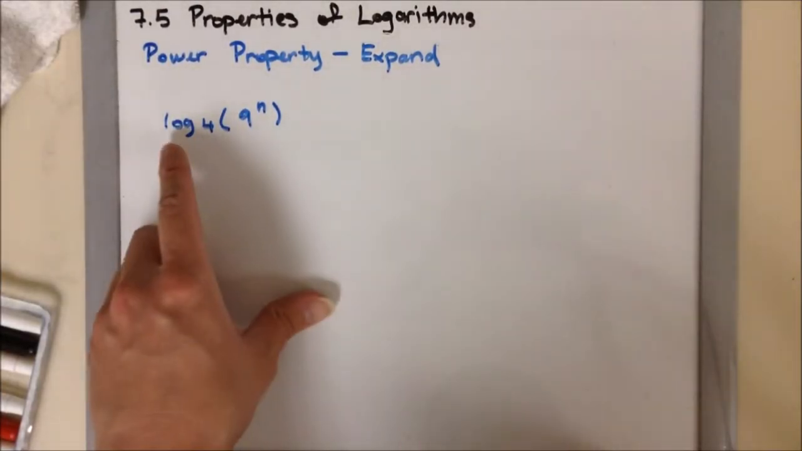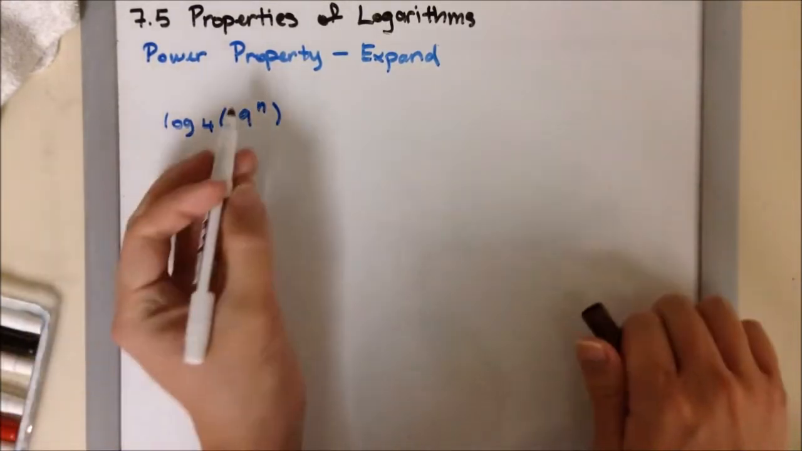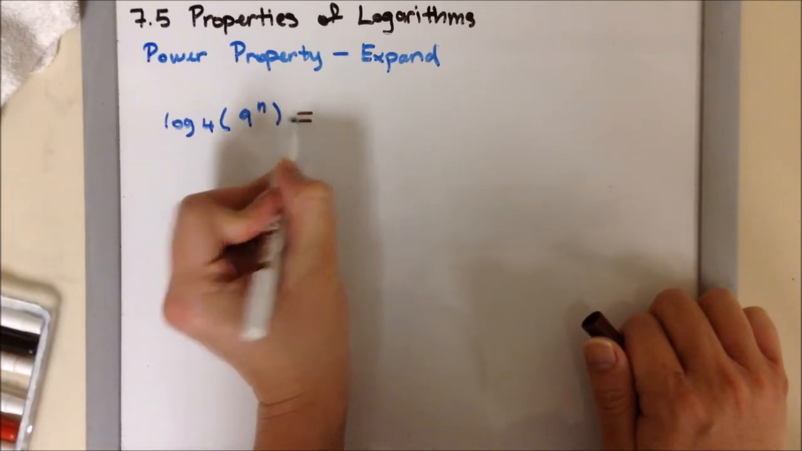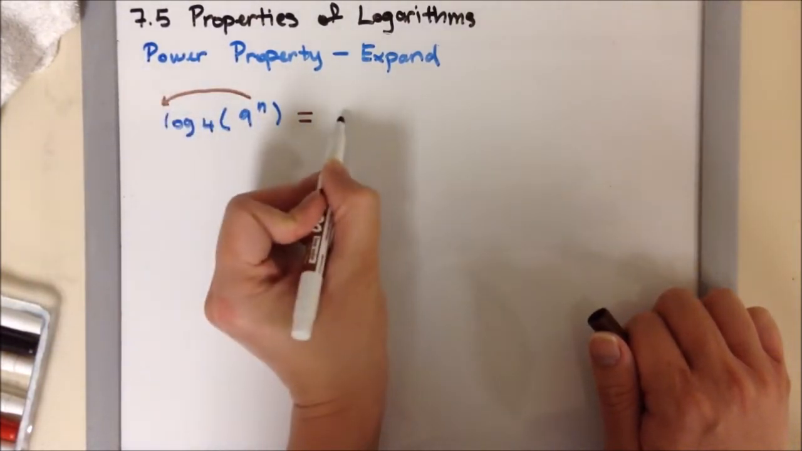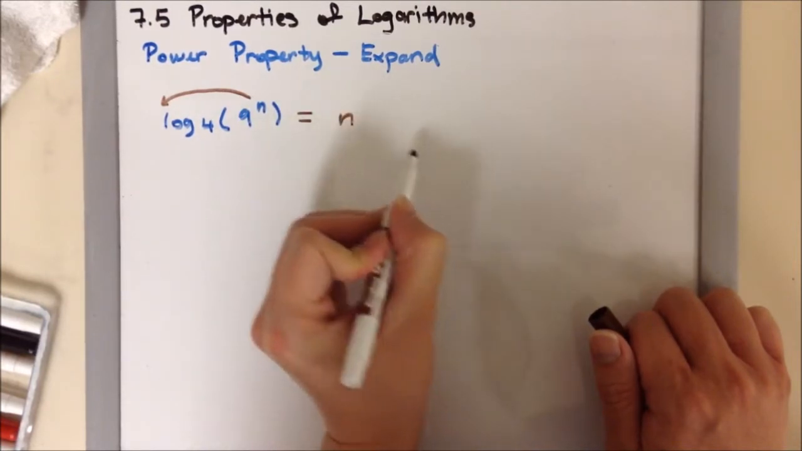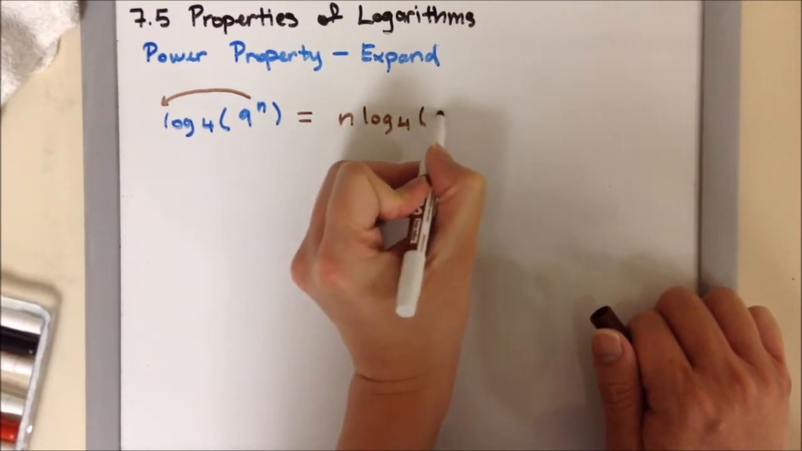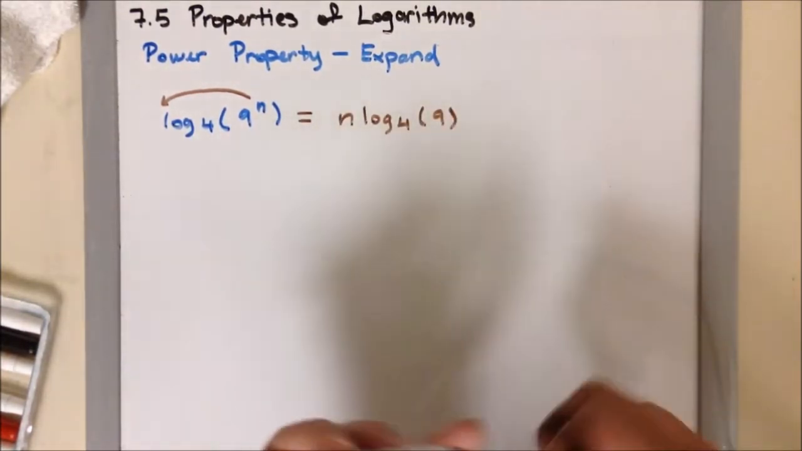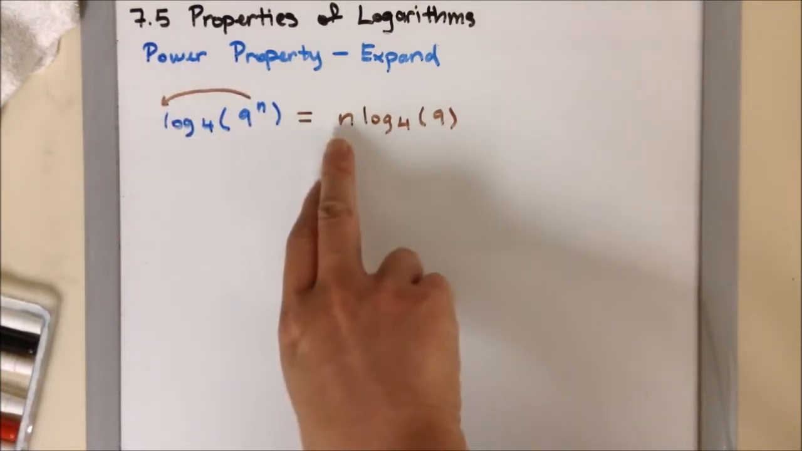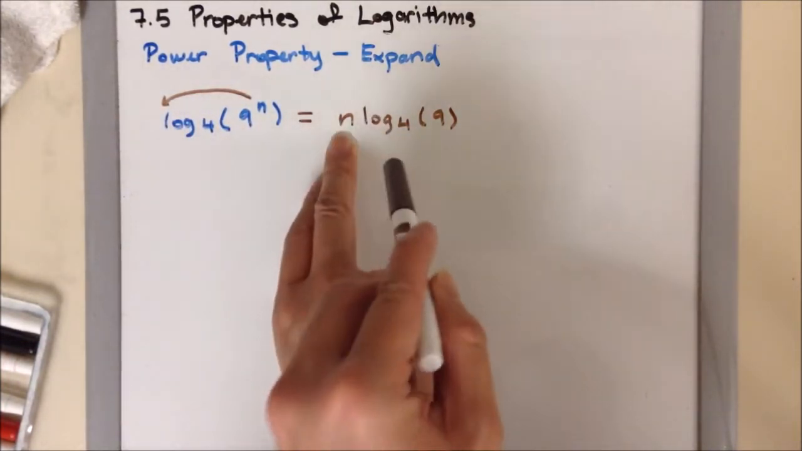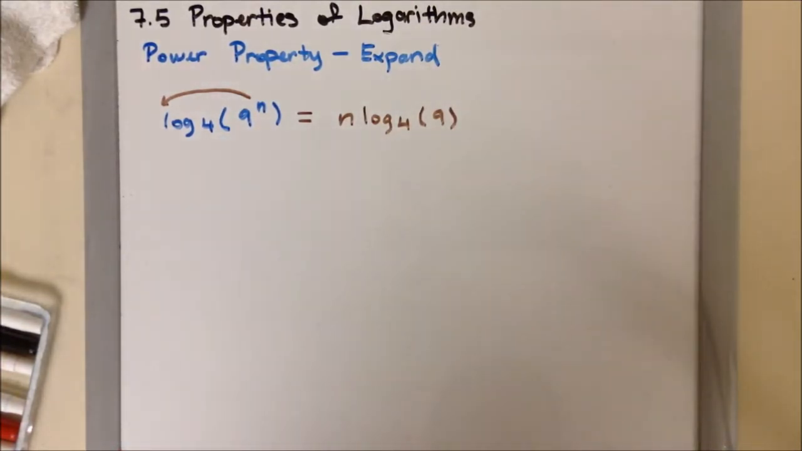In this example, we have log base 4 of 9 to the n power. So if you were asked to expand, I'm going to move the n, because this is my exponent, in front of log. So I'm going to write n as a regular size variable, and then log base 4, then 9. And then there goes my expanded form. I just move the n in front of log and write it as a regular size variable, log base 4, and then 9. And that's all to it.